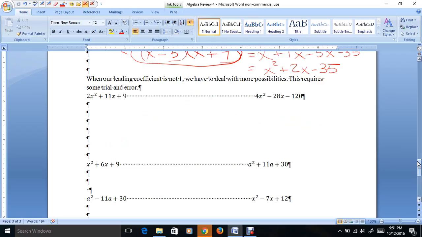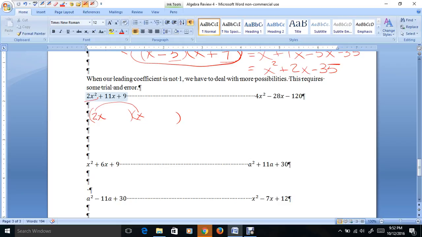Alright, so we've got 2x squared plus 11x plus 9. We want to factor this. Well, in this case, now we've got a 2x squared, so that's a little bit different from what we've had before. Instead of putting an x and an x, we're going to have to put a 2x and an x, because that will multiply together to give us 2x squared. So our first term has to be 2x squared now. Alright, so now we're going to have to deal with that too, because it's going to affect other things.